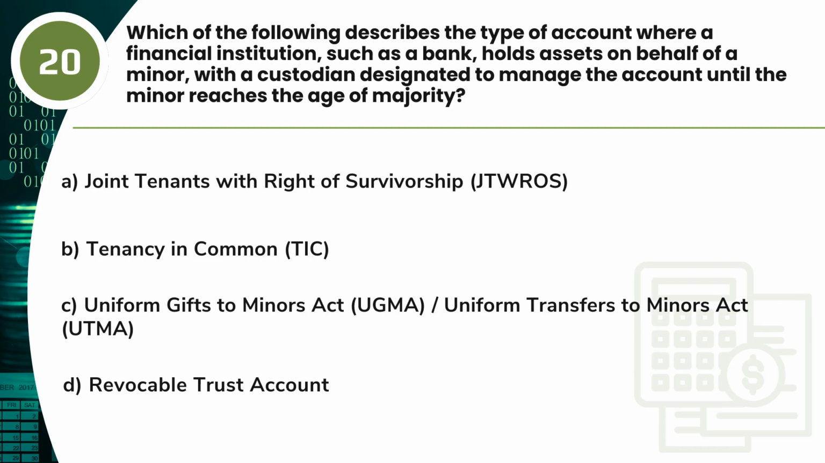Question 20. Which of the following describes the type of account where a financial institution, such as a bank, holds assets on behalf of a minor, with a custodian designated to manage the account until the minor reaches the age of majority? A. Joint tenants with right of survivorship, JTWRS. B. Tenancy in common, TIC. C. Uniform Gifts to Minors Act, UGMA / Uniform Transfers to Minors Act, UTMA. D. Revocable trust account?